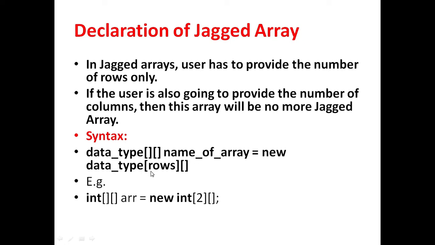General syntax for defining a jagged array is data type, then name of the array equal to new data type, specify the number of rows only and columns is blank. For example, int[][] arr, which is the name of the array, equal to new int[2][], that is 2 rows, and number of columns are not specified.